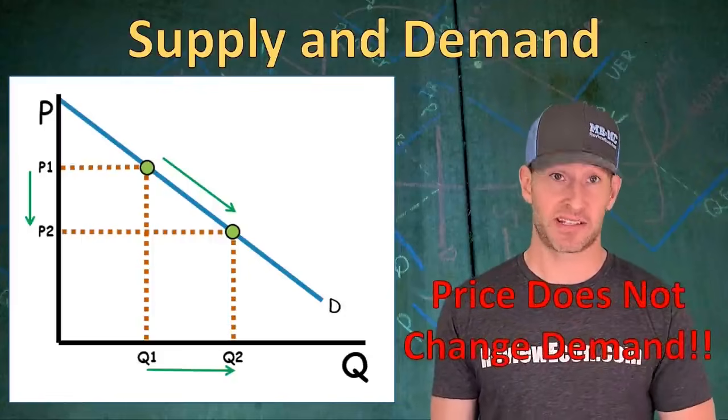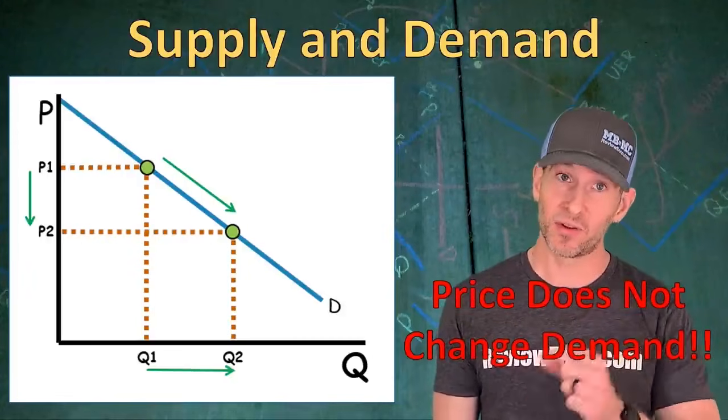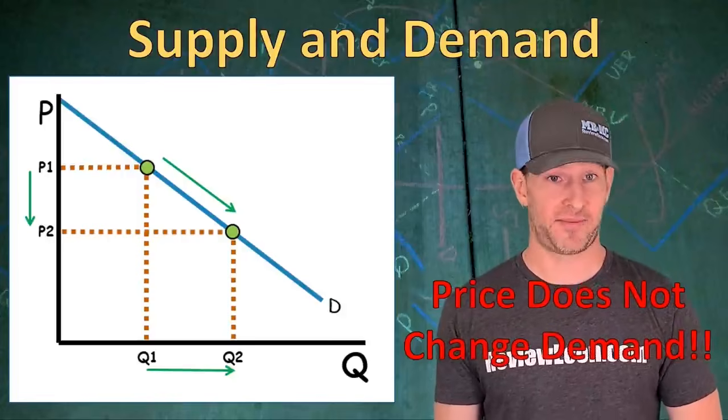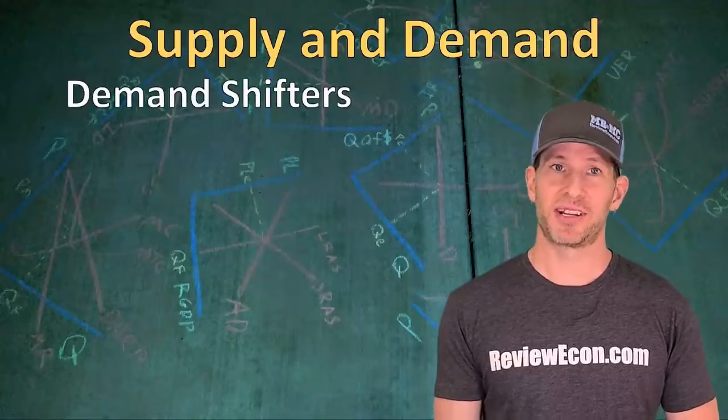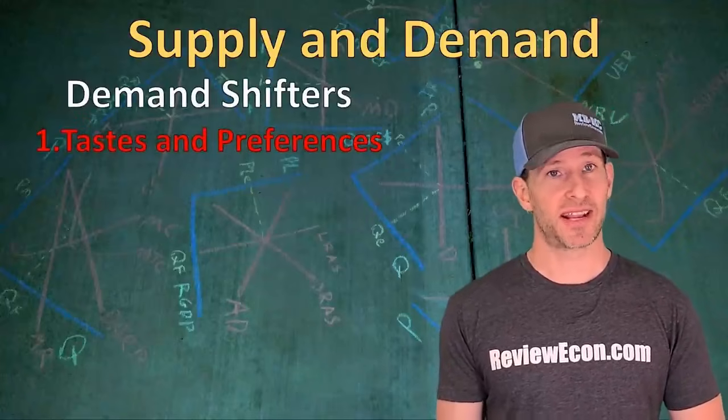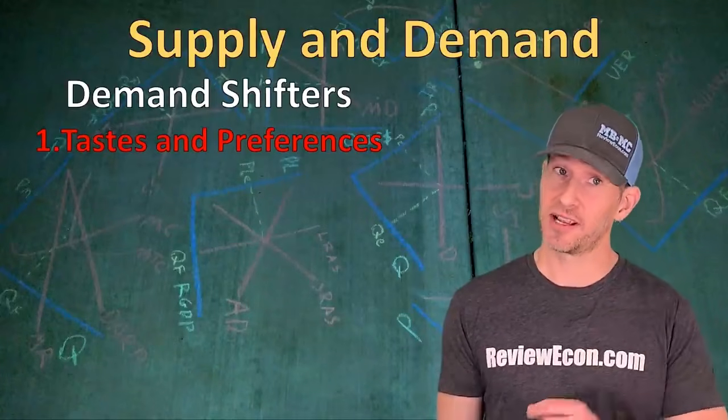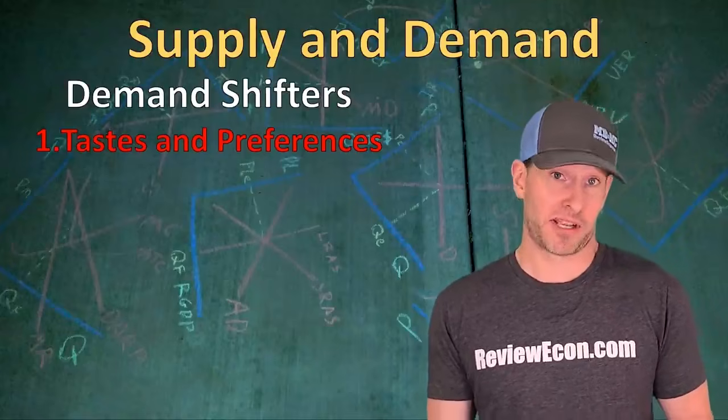A change in demand is a shift of that demand curve. If there is only a change in price, we just move along that demand curve. So what will shift the demand curve? Well, we have some demand curve shifters that you need to know. First of all, we have consumer tastes and preferences. If something is popular, it will increase demand. If something's not popular, it will decrease demand.